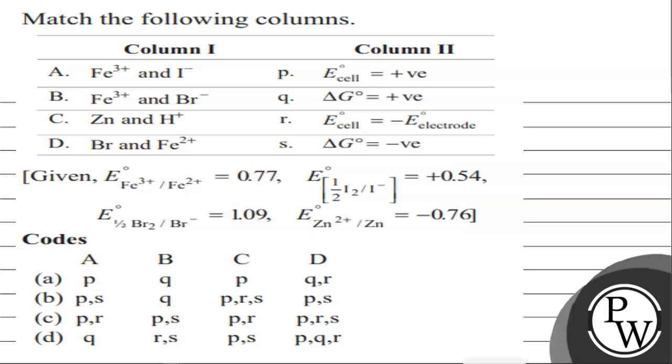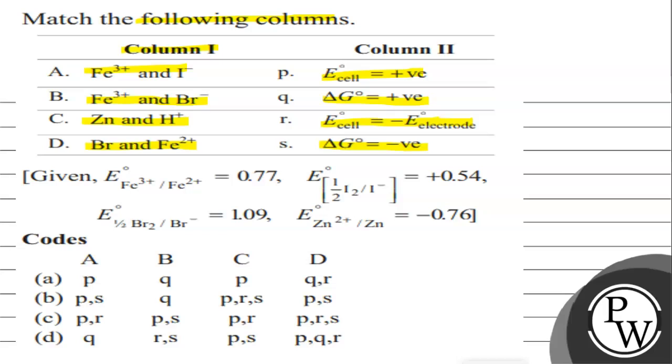हेलो बच्चों, सो लेट्स रीड दिस क्वेश्चन। Match the following columns. तो हमें इसमें कॉलम मैच करने हैं। कॉलम 1 में हमें ऑप्शंस दे रखे हैं: A) Fe3+ and I-, B) Fe3+ and Br-, C) Zn and H+, D) Br and Fe2+. और कॉलम 2 में दे रखा है: P) E° cell is positive, Q) ΔG° is positive, R) E° cell is equal to minus E° electrode, and S) ΔG° is negative.